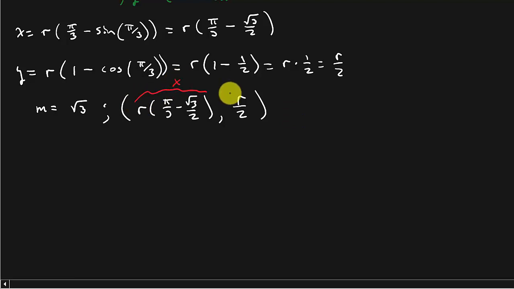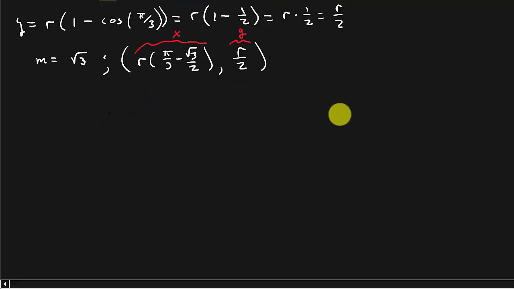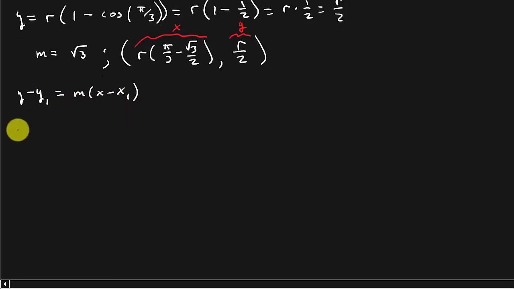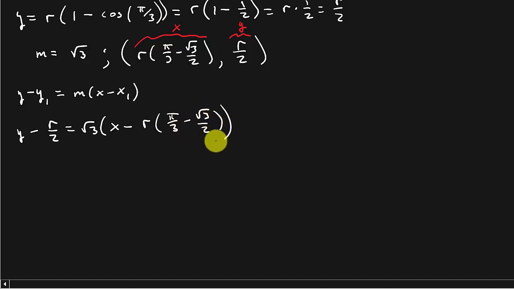This is our X, this is our Y coordinate. And now I can use y minus y1 equals m times x minus x1. So that gives me y minus R over 2 equals square root of 3 times x minus R times pi over 3 minus square root of 3 over 2. I don't know if your teacher wants you to leave it like that. What I'm going to do is go ahead and solve this for y.